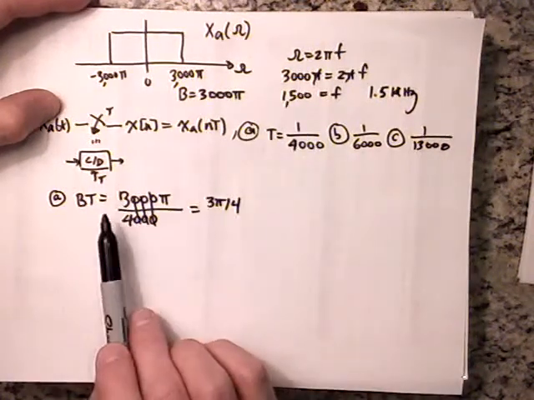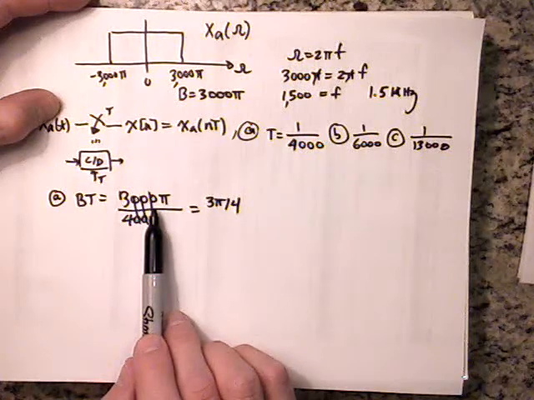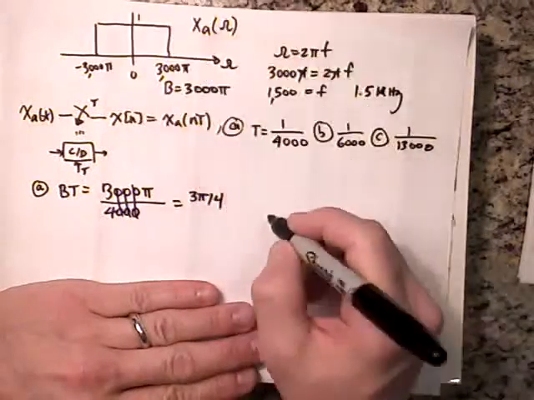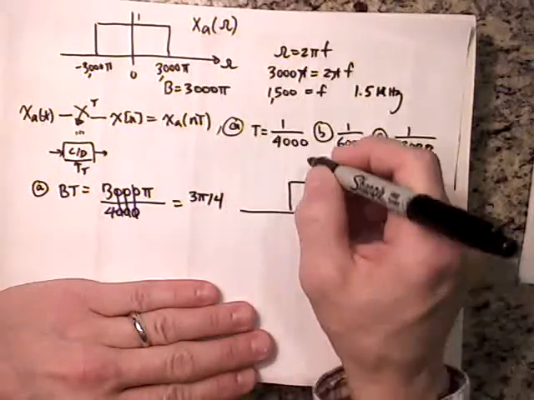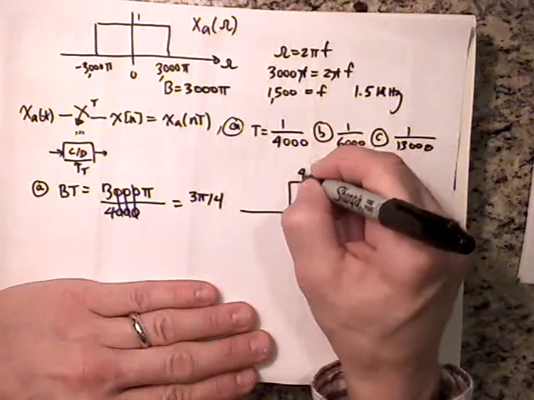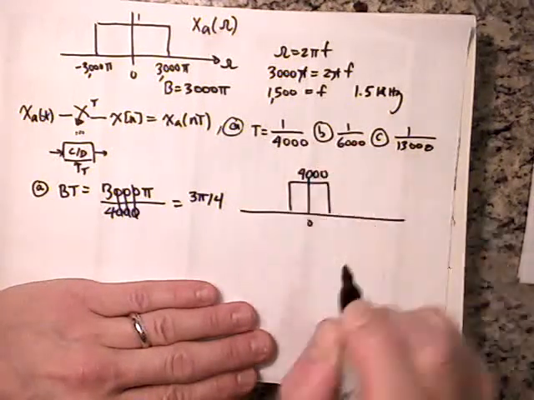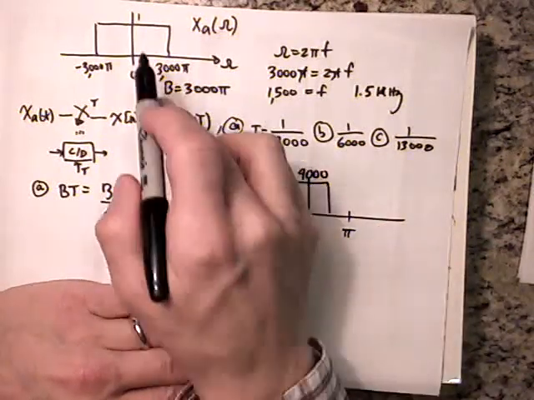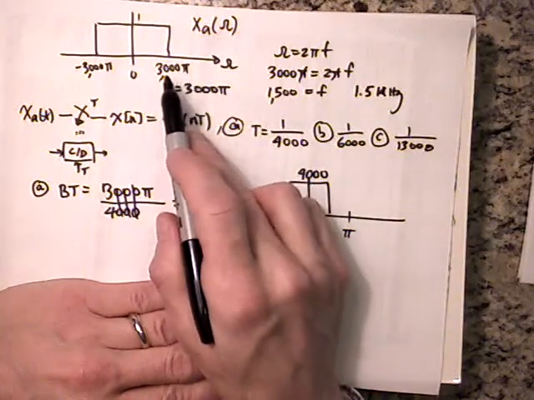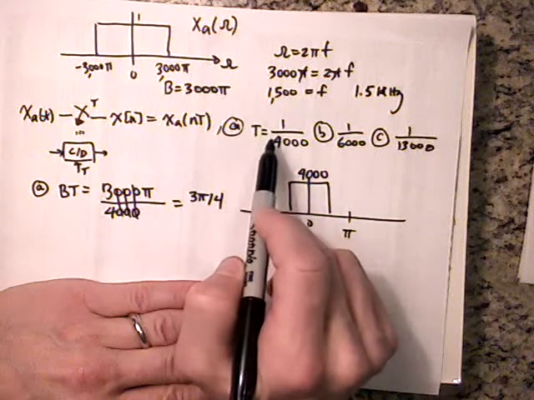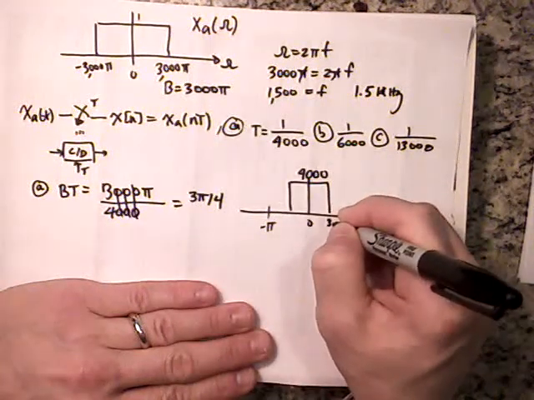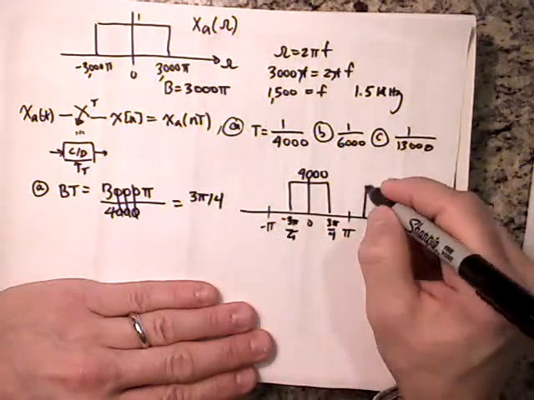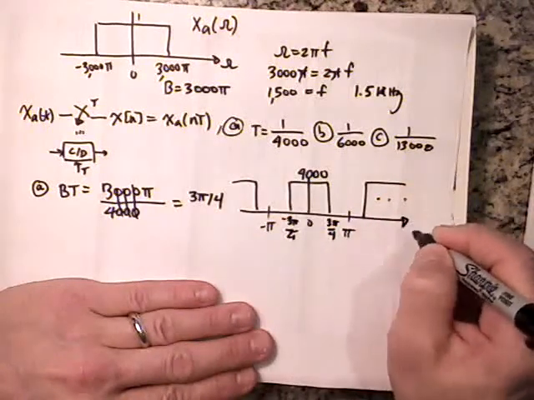Now, since B times T is less than pi, I know I don't have detrimental aliasing, so all I have to do is take the original signal, which was this nice ideal low-pass filter, redraw it to have height 1/T, so in this case it'll be 4000, in the range minus pi to pi. I just redraw the same spectrum. What used to be at 3000 pi is now at 3000 pi times T. So now this goes all the way out to 3 pi over 4 and minus 3 pi over 4. And it repeats with period 2 pi.